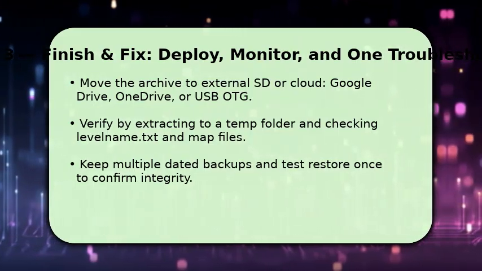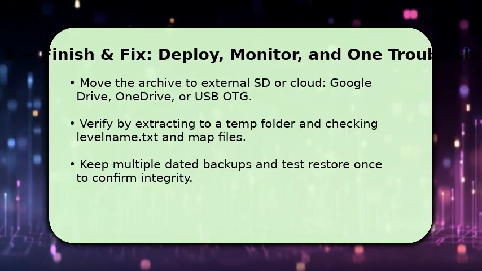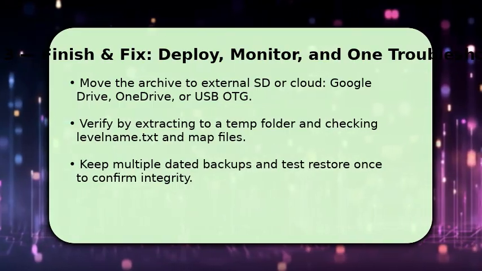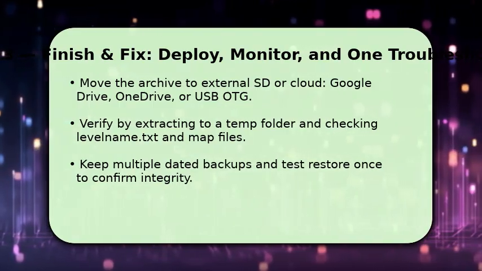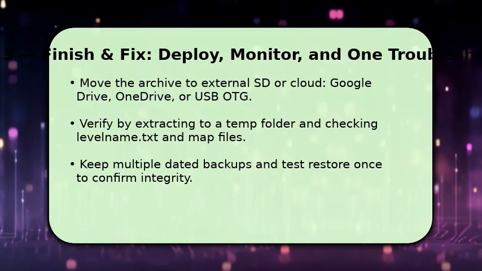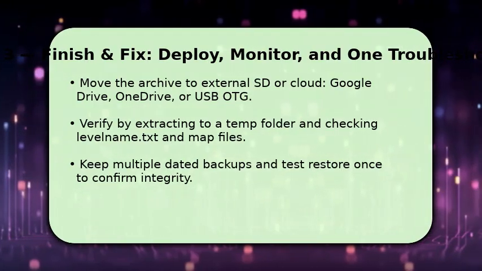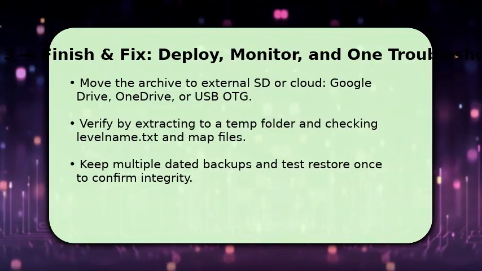Make sure to verify. Extract the zip into a temporary folder and confirm levelname.txt and map files are present and intact. Once verified, you can delete extras locally. If something goes wrong, restore the latest verified archive, and if extraction errors appear, try a different compression format or recompress with lower settings.